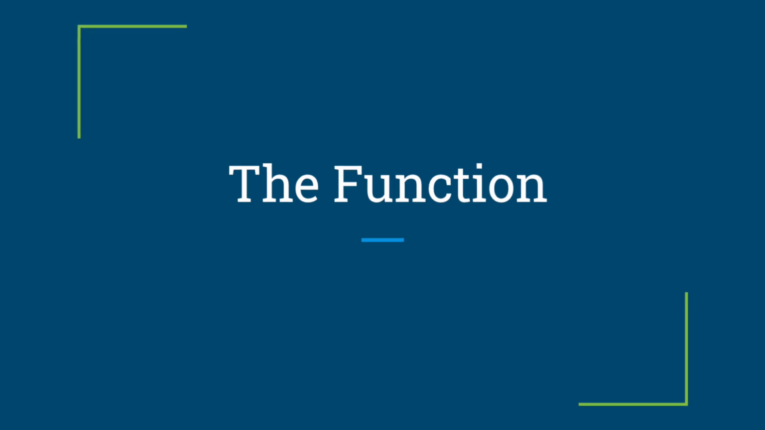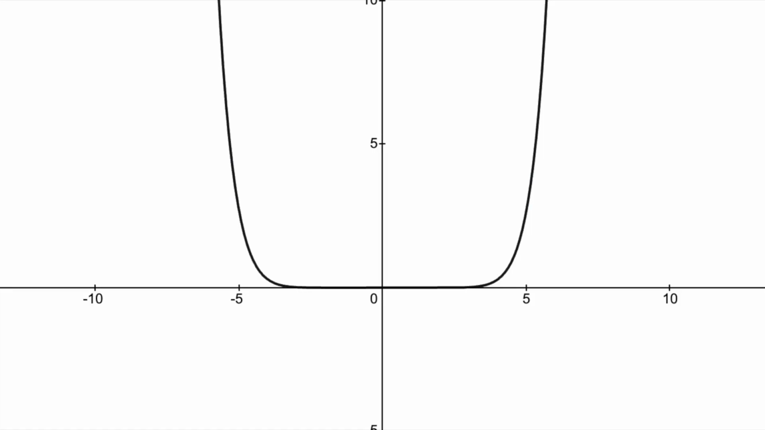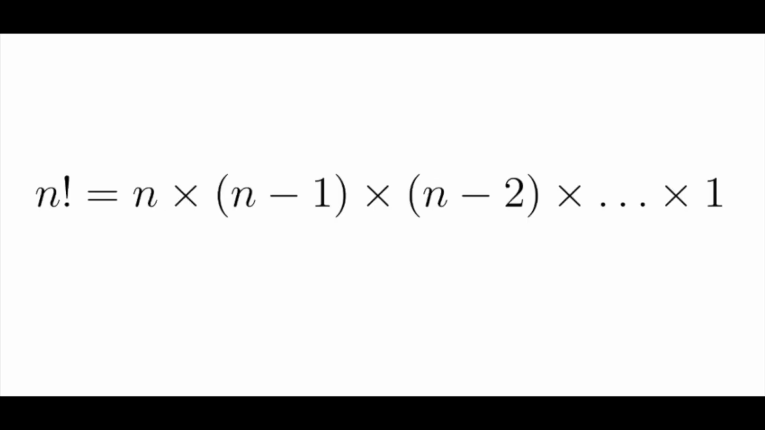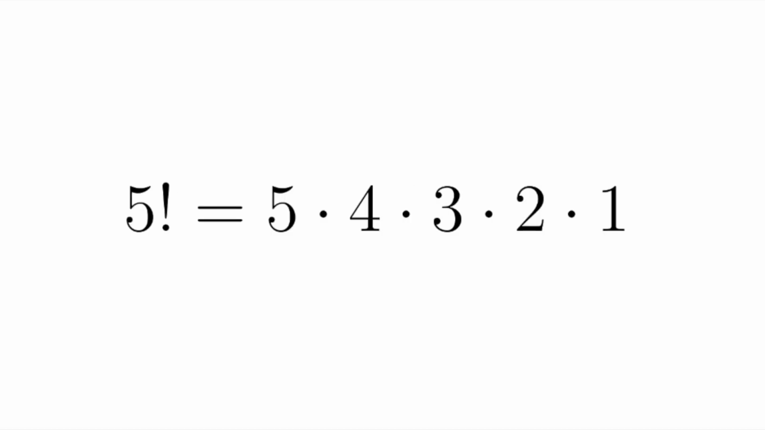We're going to be looking at two starting functions, x to the 10 over 10 factorial and sine of x. Just a reminder, factorial is represented by an exclamation point, and n factorial means to multiply n by n minus 1 by n minus 2 all the way down to 1. So for example, 5 factorial equals 5 times 4 times 3 times 2 times 1.